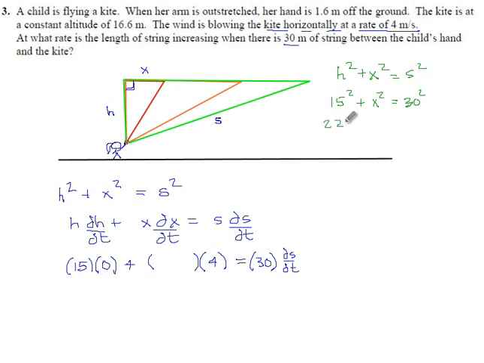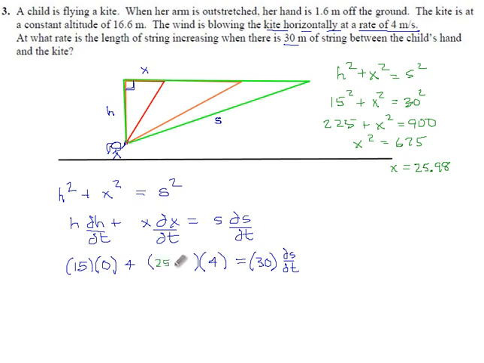15 squared is 225, plus x squared, don't know, equals 30 squared, which is 900. X squared is 900, take away 225, which is 675. And the square root of 675, it's going to be just under 24, I think. Oops. Wrong, it's just under 26. 25.98. 25.98 is our horizontal position. That's x. That goes down here. This is our x dx dt term.